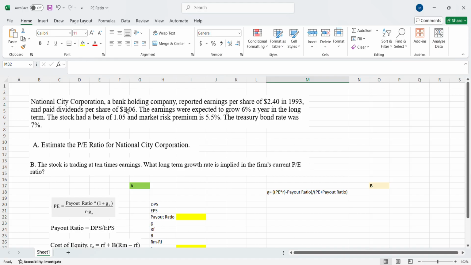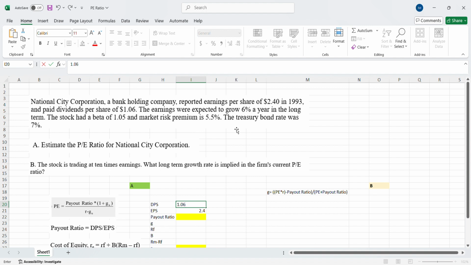National City Corporation, a bank holding company, reported earning per share of 2.40. So we have earning per share 2.40. Just plug the value here. And paid dividends per share of 1.06. So our dividend per share DPS is 1.06. Just putting the value to get the idea.